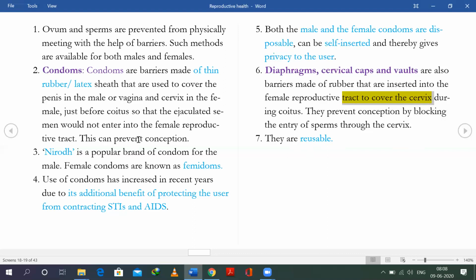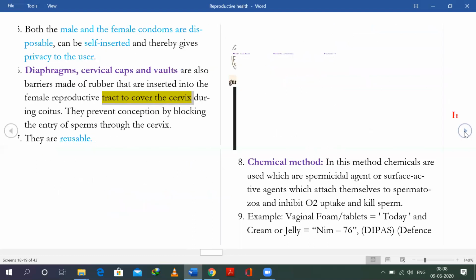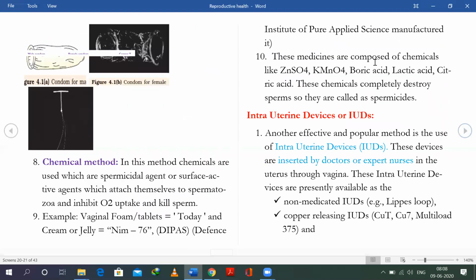So we have seen three important points here: the Nirodh, the additional benefit that we have for sexually transmitted infections, and how these diaphragms are reusable, and how this question can be contrasted with the condoms as well as the diaphragms. Okay, and these are some diagrams that we have. Simply, it's a female condom, then we have a male condom, and this is a diagram of an IUD, right? It's an IUD. So I haven't written anything here.